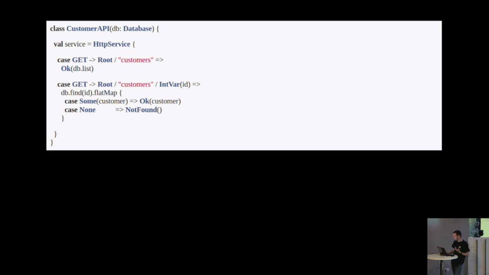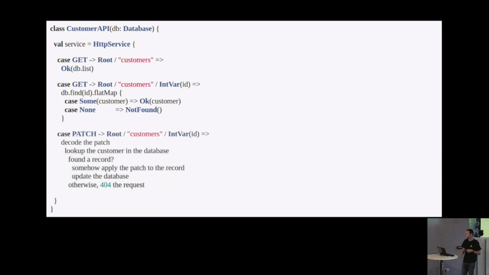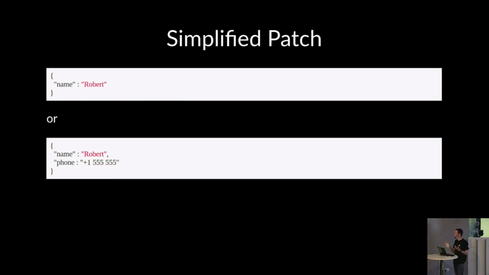So what do we need to do to deal with a patch request? Well, it's kind of like this. We're going to take some JSON, decode it, look up a customer. If we find a record, somehow apply the change to the record, stuff in the database. Okay, straightforward stuff. So what do I mean by a patch? I mean something simple like this. Maybe we'll get some JSON with a name in it. Maybe we'll get some JSON with a name and a phone number in it. Maybe we'll just get a phone number. I don't know.